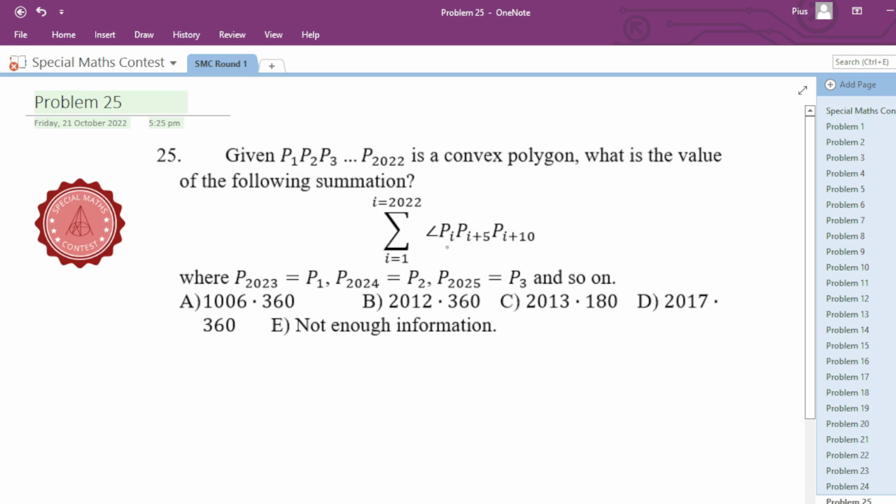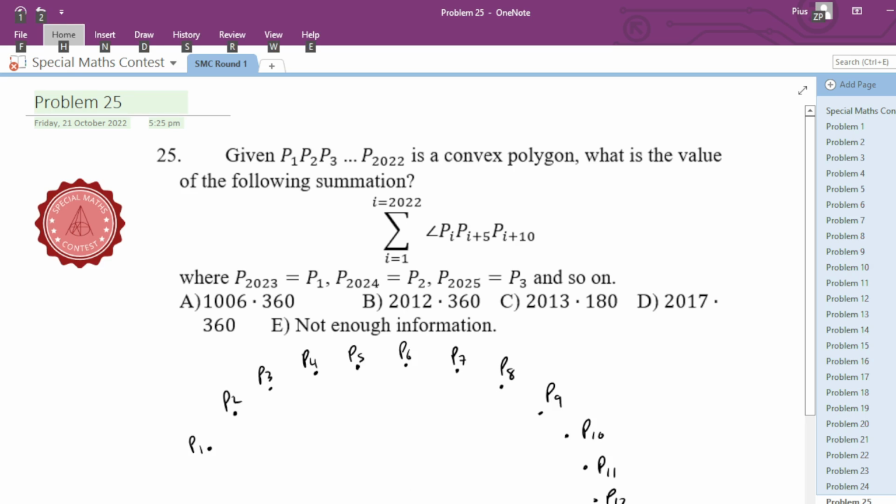To see what the question is really asking, let's sketch the polygon. Let's say we have the first few vertices of the polygon, P1, P2, all the way to P12 and beyond, and we go all around until we get back to P22, and P23 will just be the same as P1, and so on. So we have 22 points.